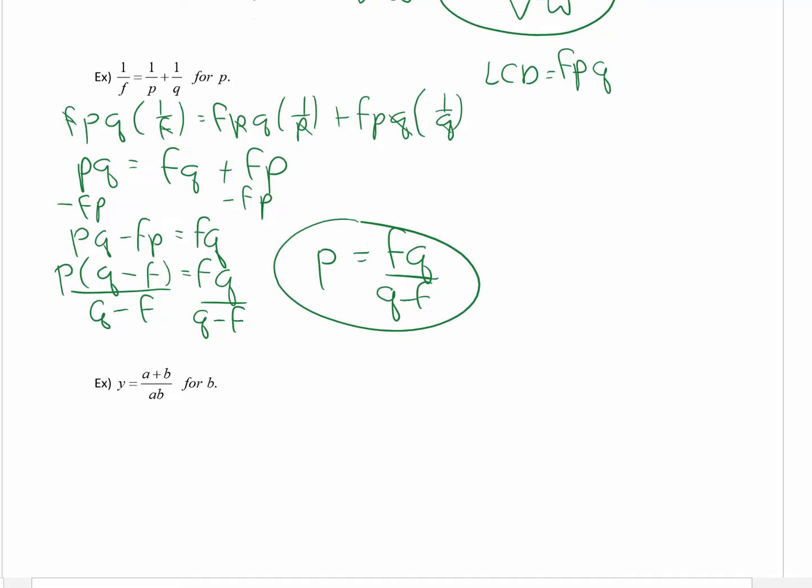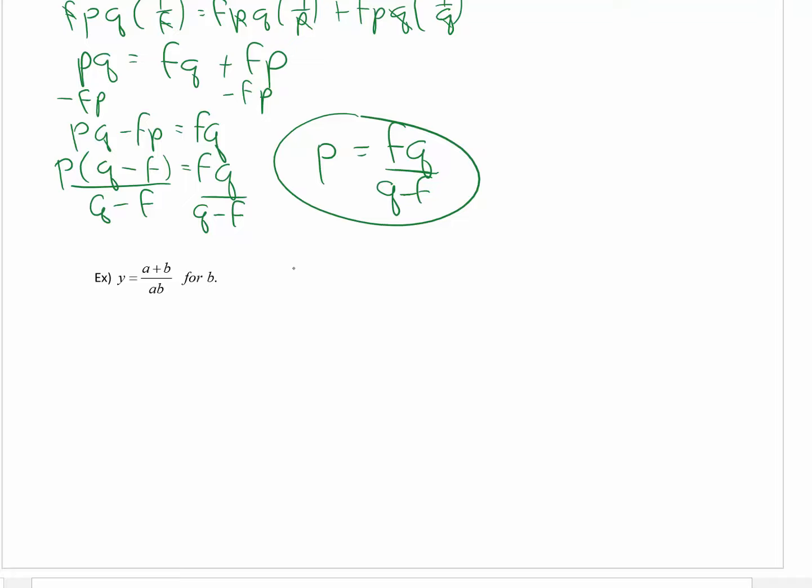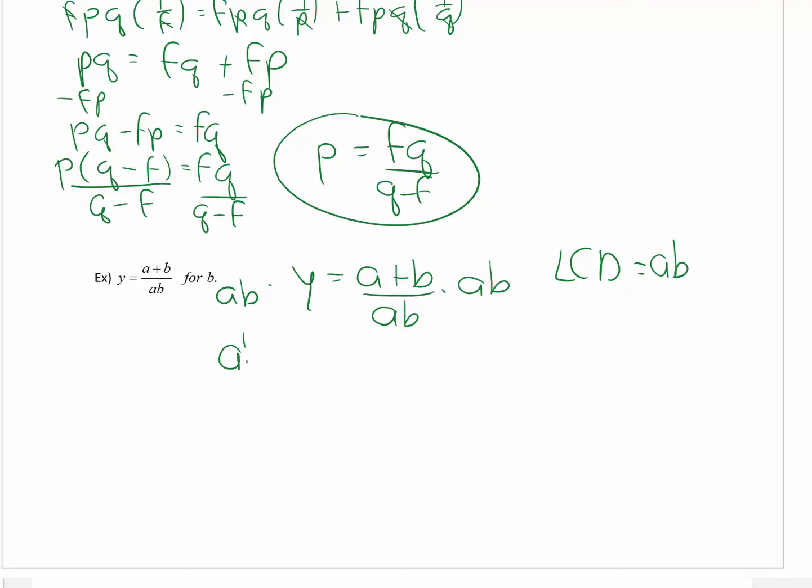Okay, one other example. Again, I'll rewrite this problem here. Again, I'll multiply both sides by the LCD, which is AB. So on the left-hand side, just multiply everything together. On the right-hand side, the factors of AB divide out, so you're left with A plus B.